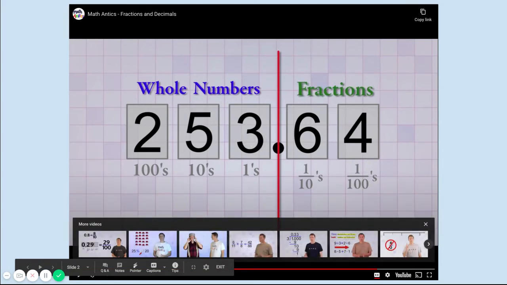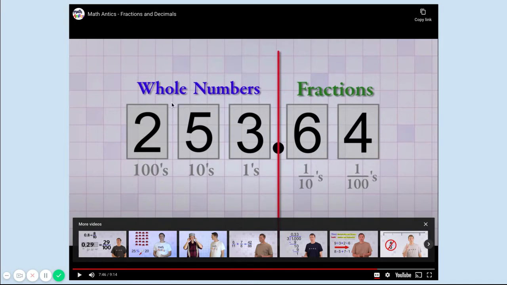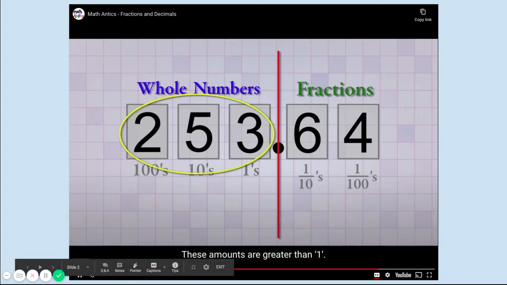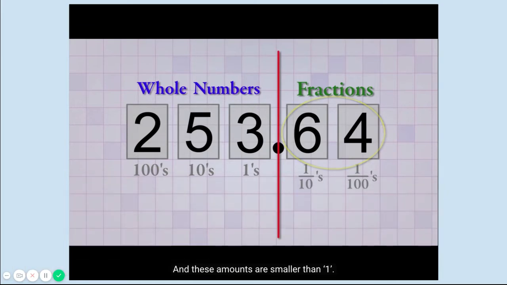You do not say 253.64. You say 253 and 64 hundredths. It ends in the hundredths place value, so you finish by saying hundredths. If you want to sound like a real mathematician, you do not say 253 and 64. No one will know what that means. These amounts are greater than 1, and these amounts are smaller than 1.